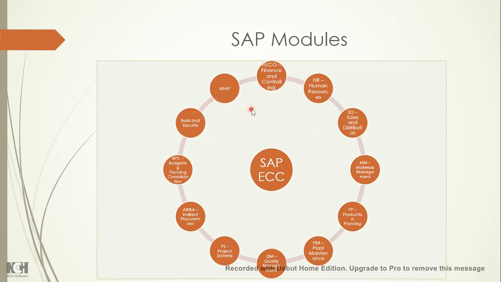So as we can see, mainly you have 11 modules, 3, 6, 3, 9, 10 modules, and these two are add-ons.